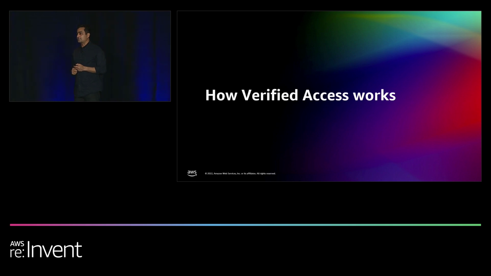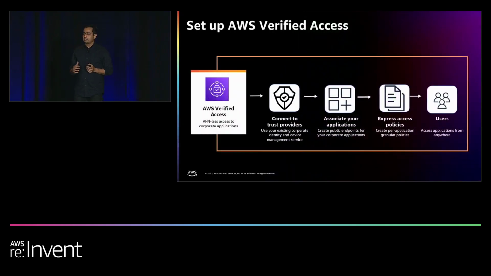So let's look at how verified access works. Actually, it's quite simple. You just need 4 steps. First, you create a verified access instance in the region where your application lives. Then you connect to our partners. We talked about identity providers and device management providers, so now verified access can get the data from them. You might have hundreds of applications in different accounts and different VPCs. You add or associate those applications with verified access. Then the default policy is deny all, so the final step is that you write policies. We'll talk more about how you write policies.